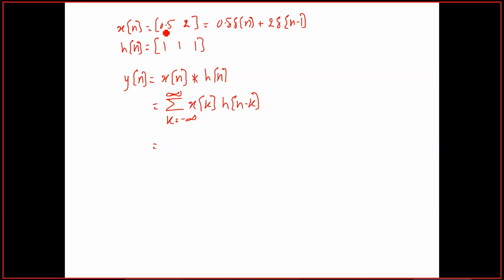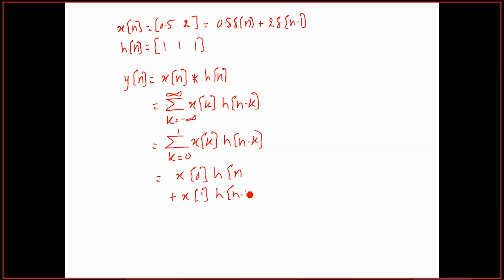If you see this x of n, it is valid for n equal to 0 and n equal to 1. If it was x of k, it will be valid for k equal to 0 and k equal to 1. And all the values of k before 0 and all the values of k after 1 are all zeros. So the limit of k would be k equal to 0 to 1, x of k h of n minus k. And then we can just open this up. It becomes x of 0 h of n minus 0 plus x of 1 h of n minus 1.